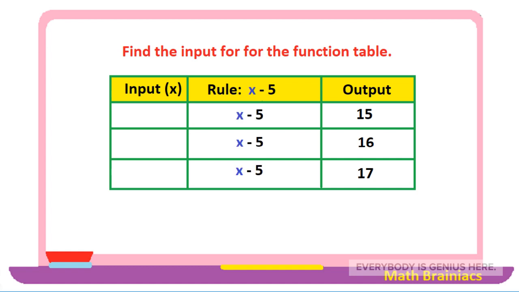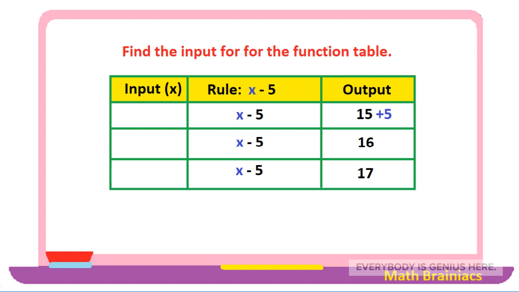The rule is given, x minus 5, and the output is also given. So we're going to work backward. We have subtraction in the rule, so we're going to apply the addition property of equality to the output to solve for the input.